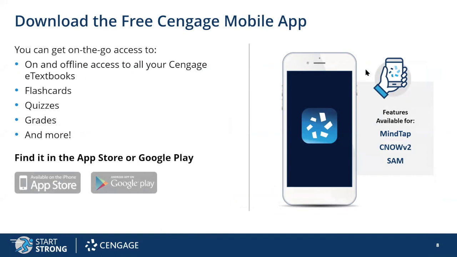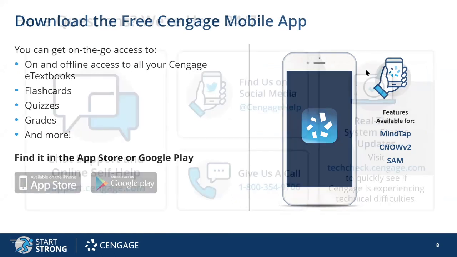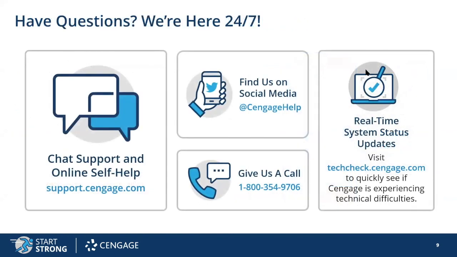You just sign in using the same email and password that you use on your computer. And that's on both the Google Play Store and the App Store. And finally, if you need any technical assistance, we are here with our 24/7 chat support at support.cengage.com. And if you'd rather call the 1-800 number, that's from 8 a.m. until midnight Eastern Standard Time.